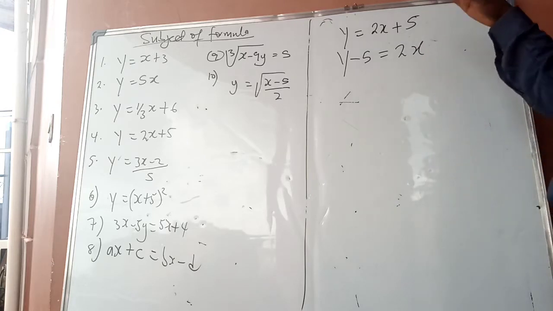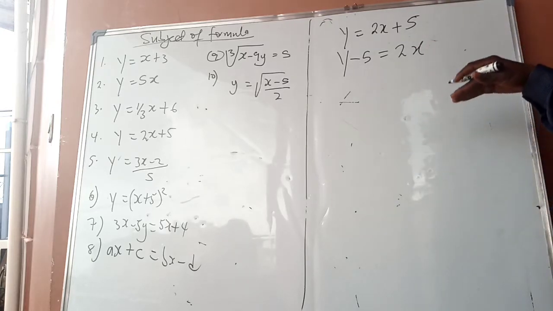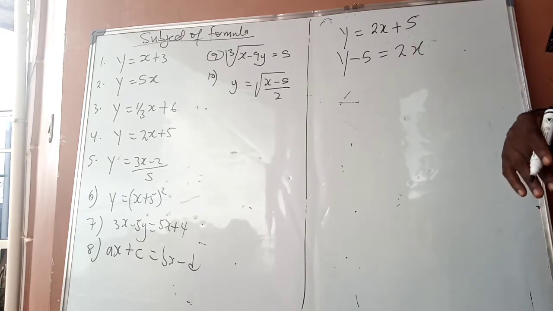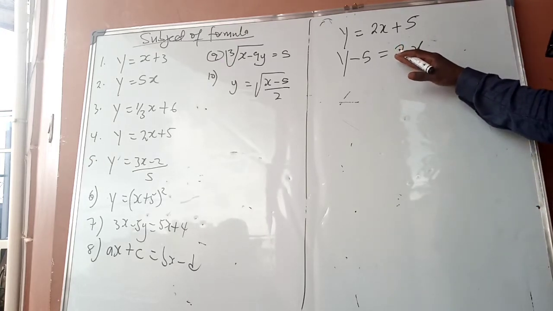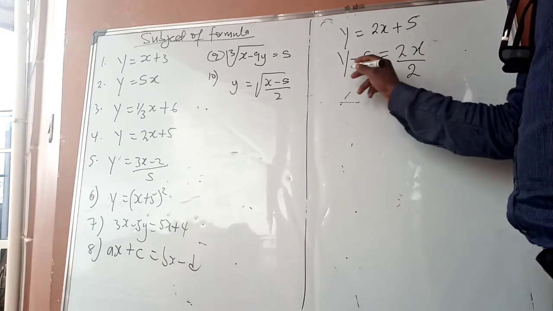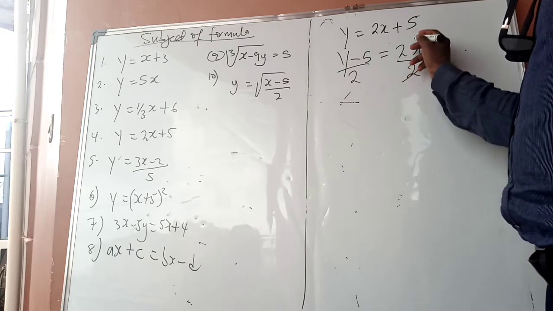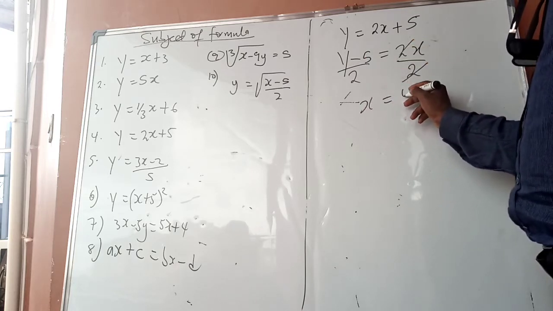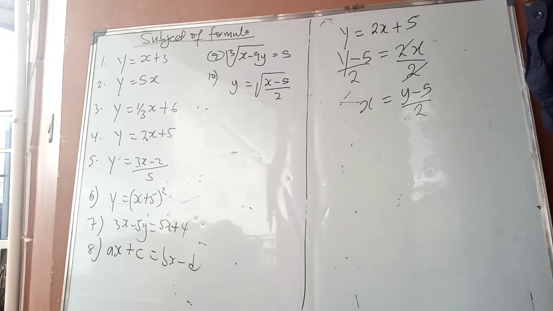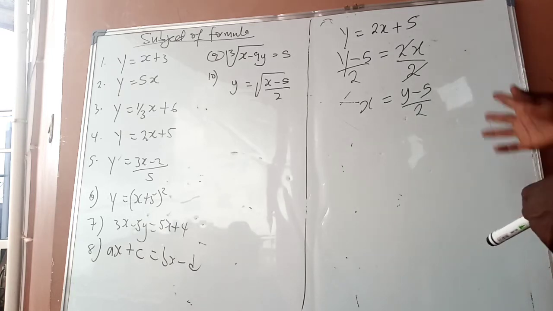Now, x is not yet alone. The number 2 is disturbing x. And because this number 2 is disturbing x, you have to divide both sides by what? 2, so that x stays alone. You have 2 over 2, 2 cancels out. So x is now y minus 5 all over 2. And that is just the answer. Let's take more, because the more we solve, the more you understand. Is that not so?